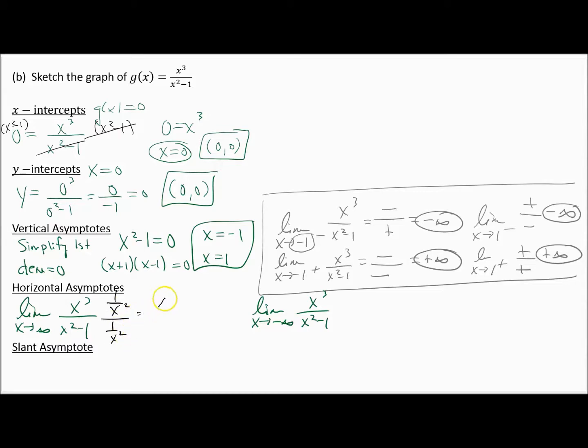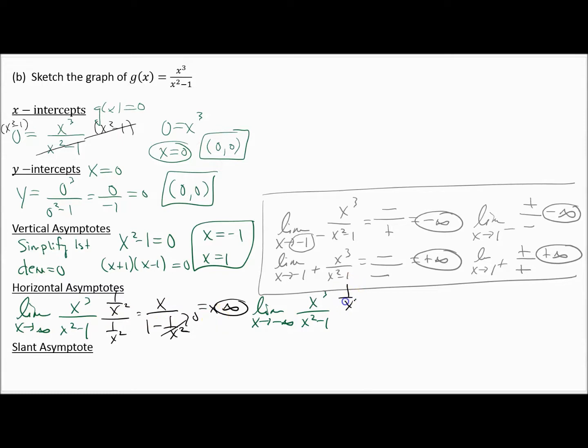Now, that's going to give me x in the numerator. It's going to give me 1 minus 1 over x squared in the denominator. When I'm taking the limit as x goes to infinity, that goes to 0, which gives me x. But when I plug infinity into that, I get infinity. You know what that means? No horizontal asymptote for that guy.